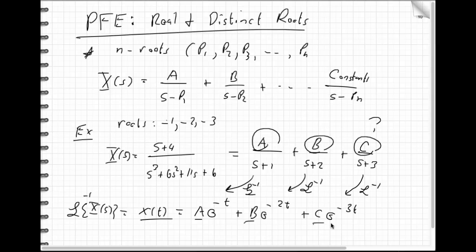All right, so let's talk about it. There's a few different ways to find a, b, and c. And then once you find a, b, and c, we're done. Okay, so actually real distinct roots are pretty simple, in my opinion. It gets a little trickier when we go to complex, and we'll look at that.